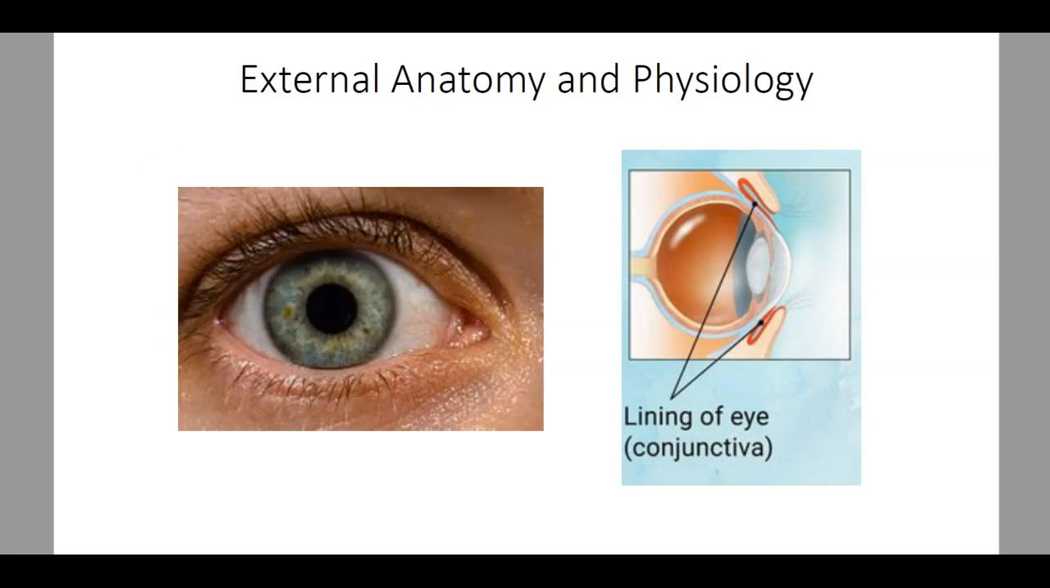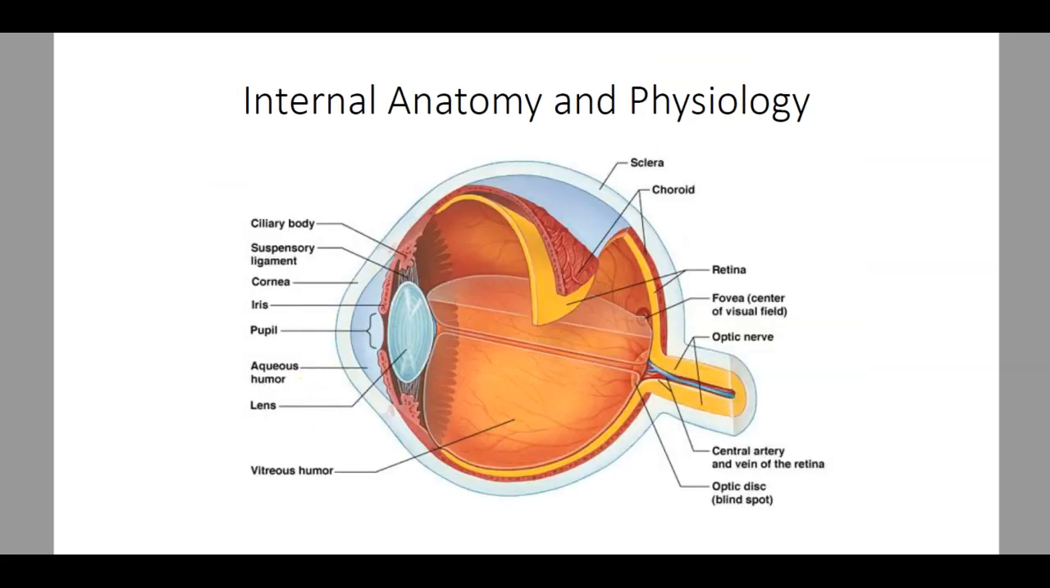The eyelids. The eyelids are movable and can open or close, and they protect our eyes when closed and allow vision when open. The conjunctiva is the lining in between the eyelids and the sclera. It is a lining that consists of clear mucous membrane that lines the inner portion of the eyelids and also covers the exposed anterior surface of the eyeball. It helps provide lubrication. Now let's talk about the internal anatomy of the eye.